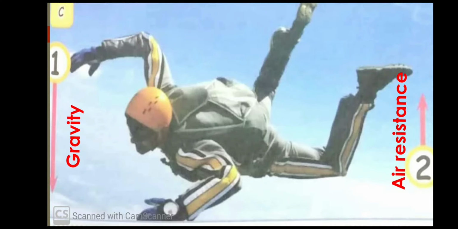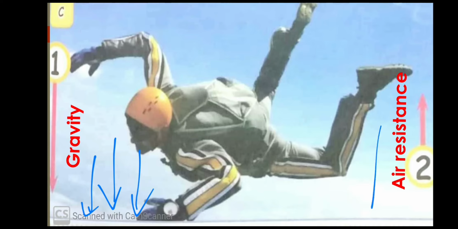As you can see, the force which pulls the parachutist down is called gravity force, and the second type is air resistance acting in the opposite direction.